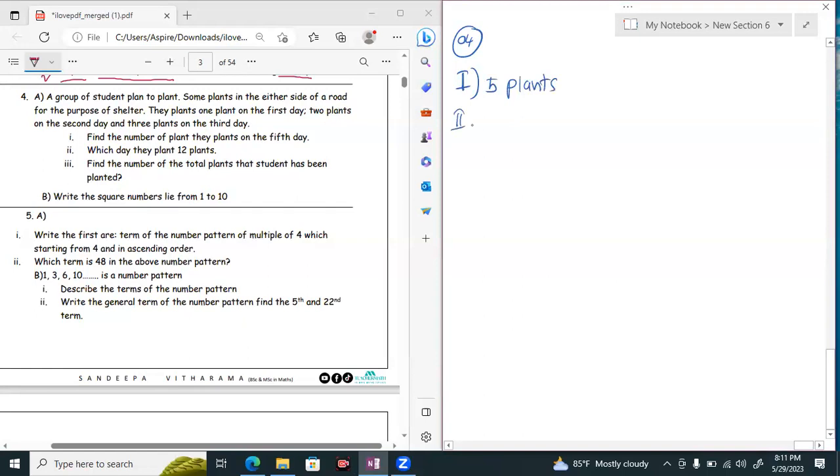Second question. Which day do they plant 12 plants? Which day? It is the 12th day. It is the 12th day. Third one. Find the number of total plants that the student has planted. 12. The total number of plants has been planted on which day?